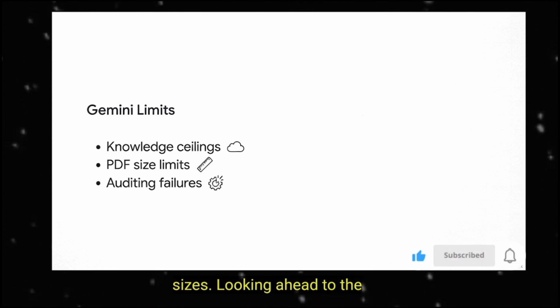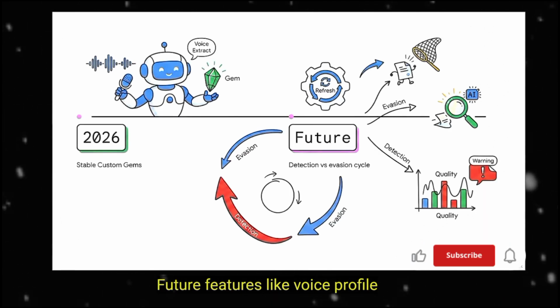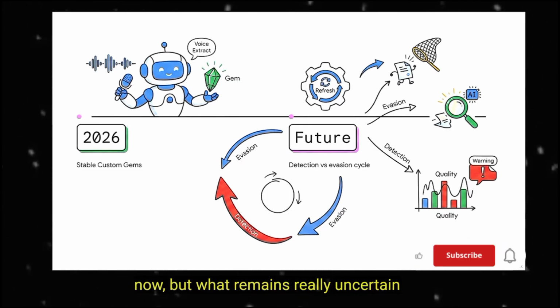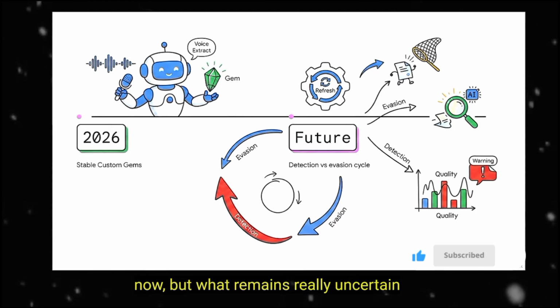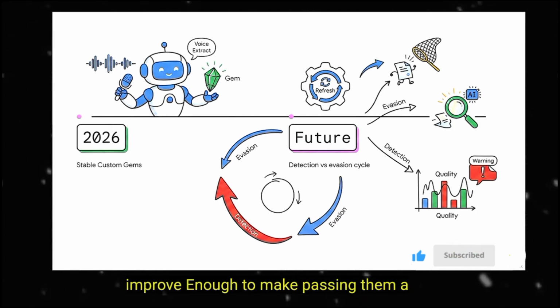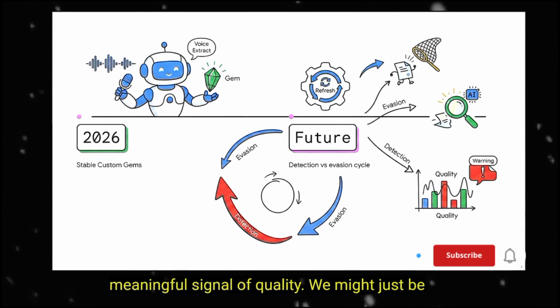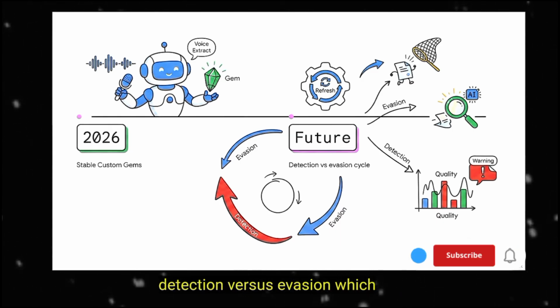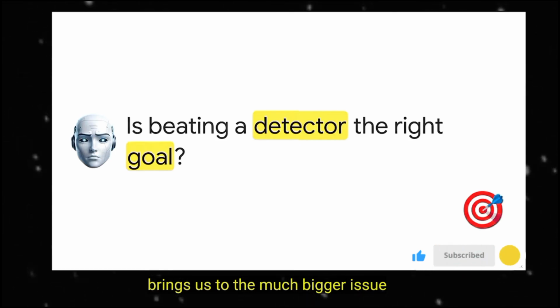so definitely keep an eye on those file sizes. Looking ahead to the future, features like voice profile extraction and custom gems are stable for now. But what remains really uncertain is whether AI detection tools will ever improve enough to make passing them a meaningful signal of quality. We might just be stuck in an endless escalation cycle of detection versus evasion. Which brings us to the much bigger issue.